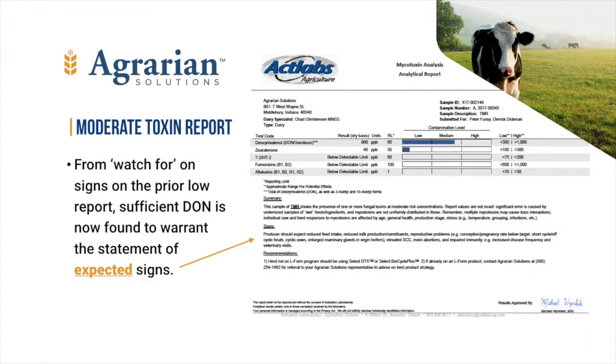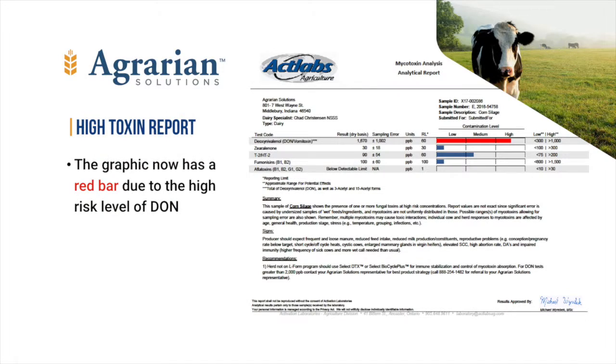Additionally, a positive report will contain a text block indicating what signs are likely to be seen in the herd or individual affected cows. When a moderate level of any one toxin is reported, the text blocks change to reflect the fact that producers should be actually seeing certain signs and that action is definitely required. DON in this example is in the high range. The graphic bar is now red to express the real danger to the producer's herd. Note also the precaution that if DON rises above 2,000 parts per billion, the producer needs to get in touch with you and/or us for additional treatment recommendations.